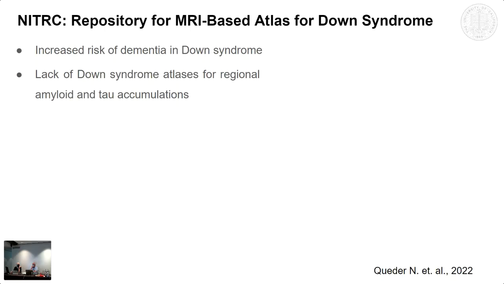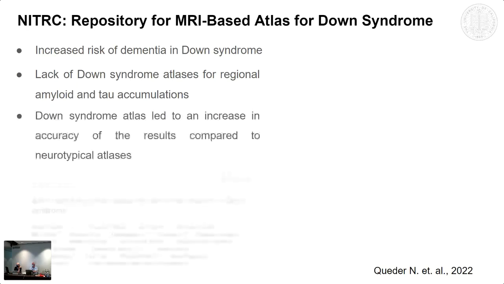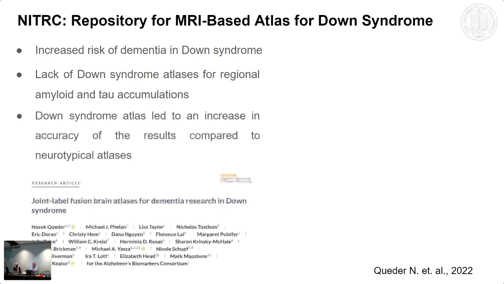For this reason, it was important for us to make this Down syndrome brain atlas as publicly available as possible and accessible by all researchers in the field. We actually wrote a paper about this atlas, and I just included a screenshot here if you're interested in taking a look at it.